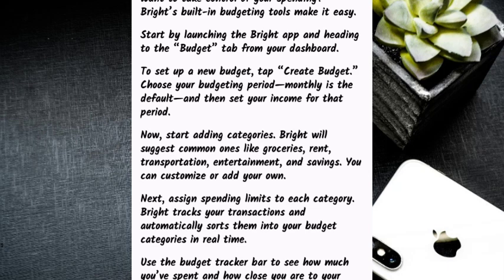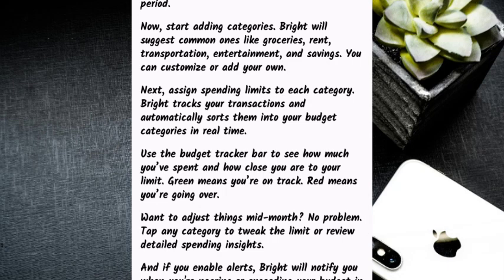Next, assign spending limits to each category. Bright tracks your transactions and automatically sorts them into your budget categories in real time. You can also use the budget tracker bar to see exactly how much you've spent and how close you are to your limits. Green means you're on track, red means you're going over.